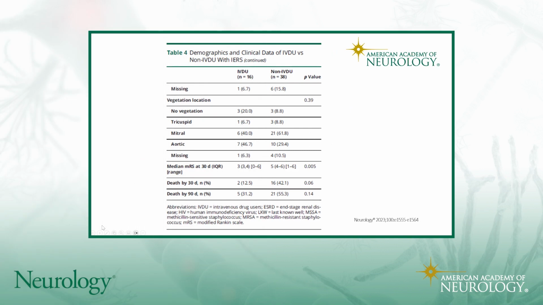The patients with IV drug use had a statistically significant trend for a better outcome at 30 days compared to the non-IV drug use group, as defined in this paper by the median modified Rankin scale for each of these groups at 30 days. And there was a higher rate of death by 30 days and by 90 days in the non-IV drug use group compared to the patients with IV drug use, although this trend did not reach statistical significance.